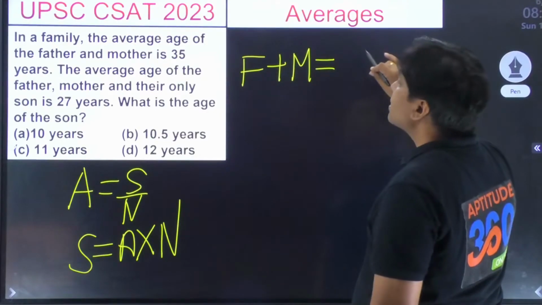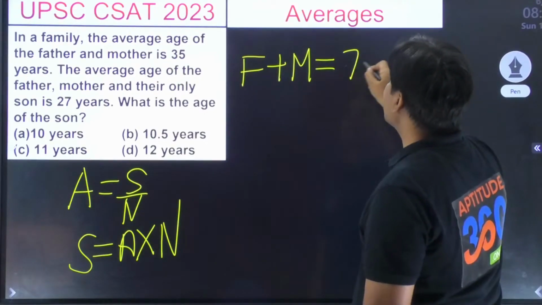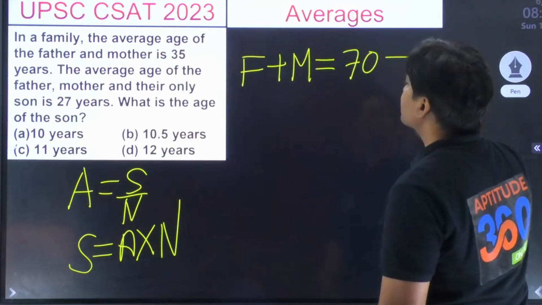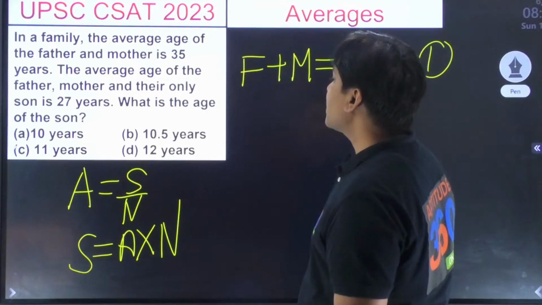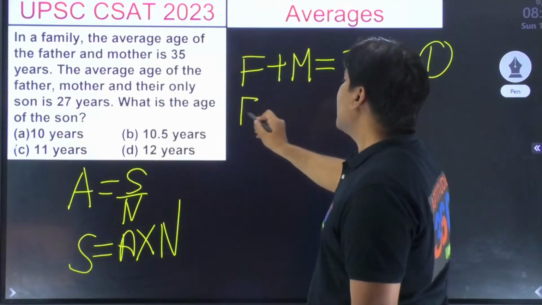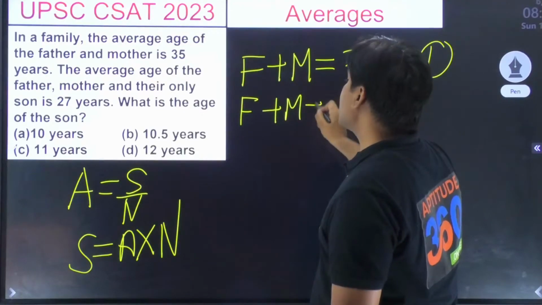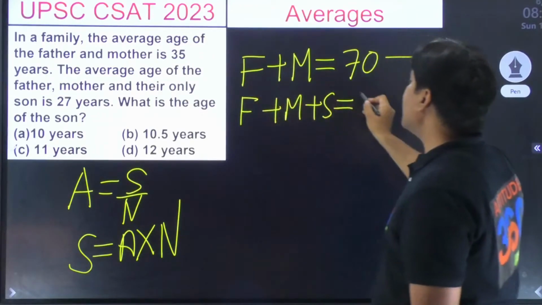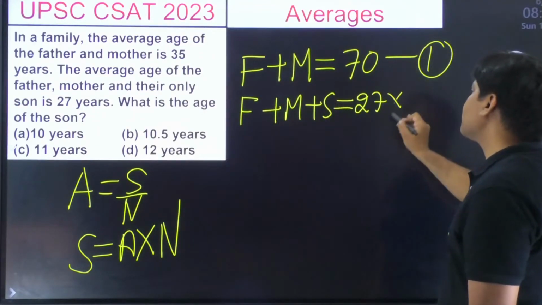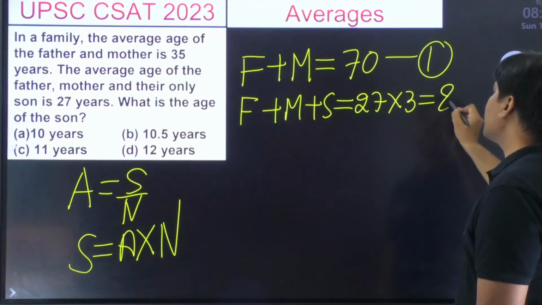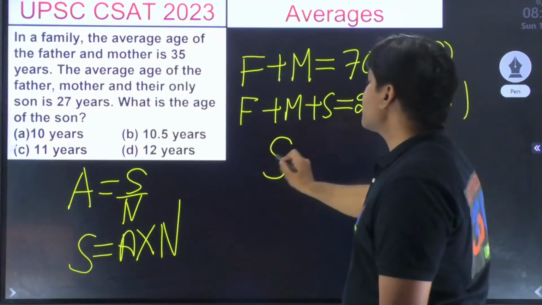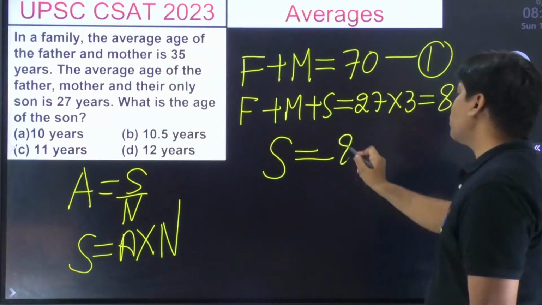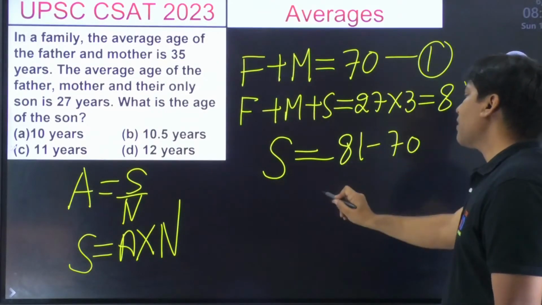So that one is coming out. The average age of father and mother is 35, so I would say that this is 70. That is 1. The average age of the father, mother and their only son is 27 into 3, isn't it? 27 into 3, which is 81. So what is going to be the age of the son? This minus this, 81 minus 70, and that is coming out as 11.